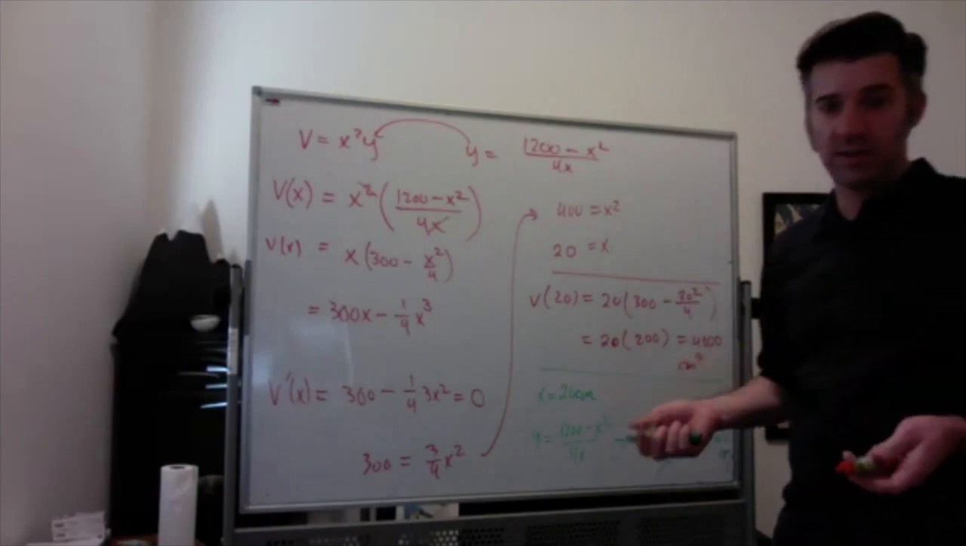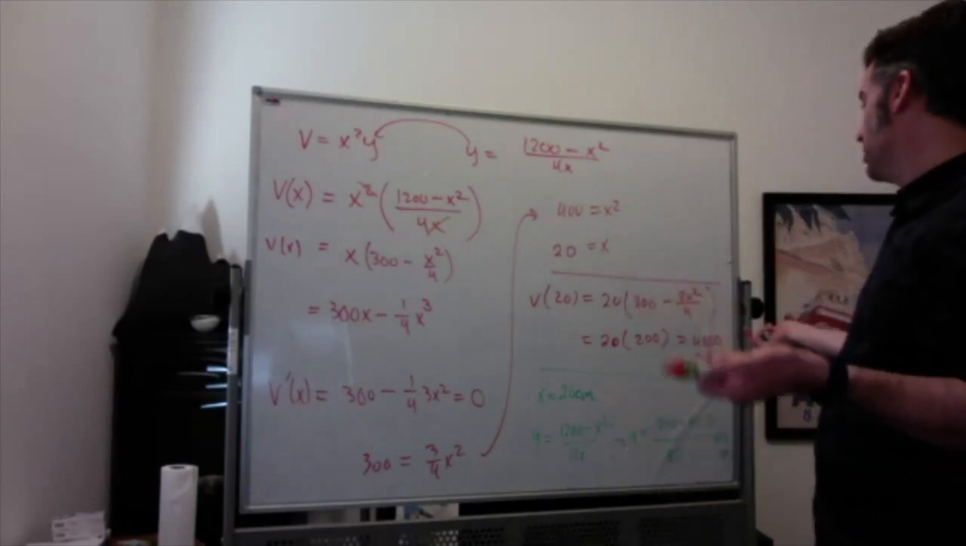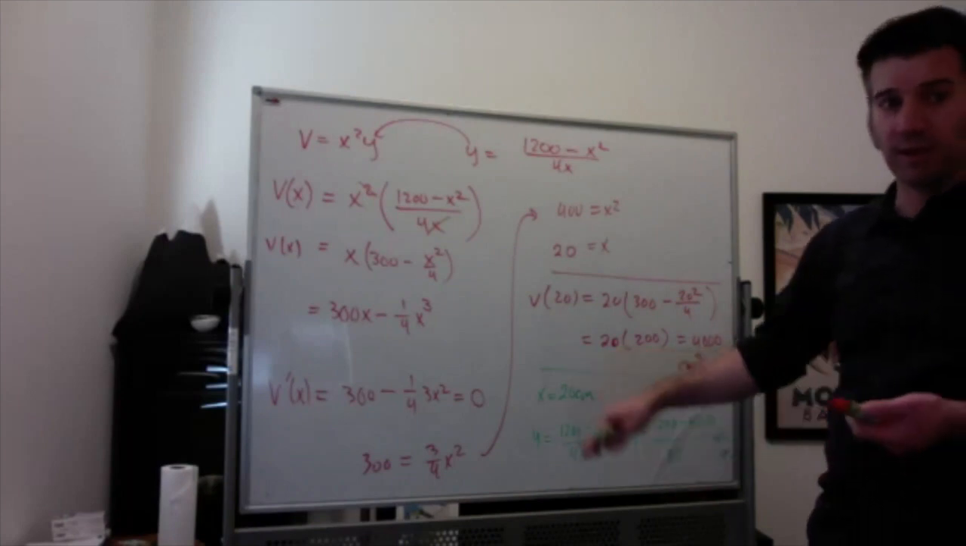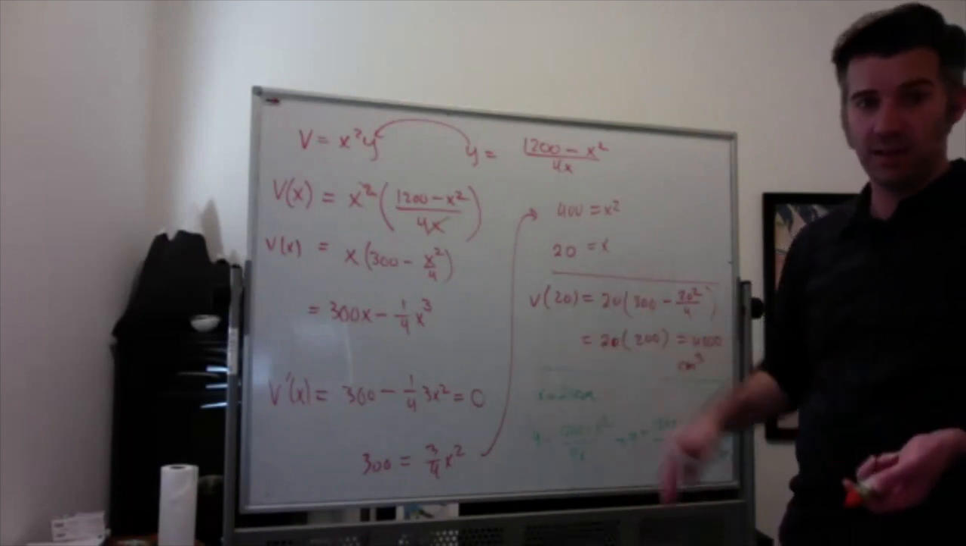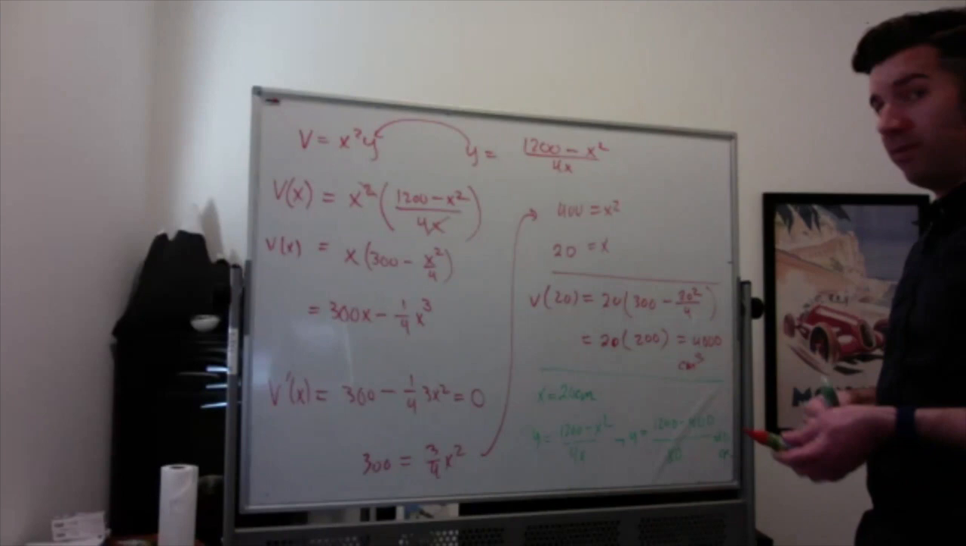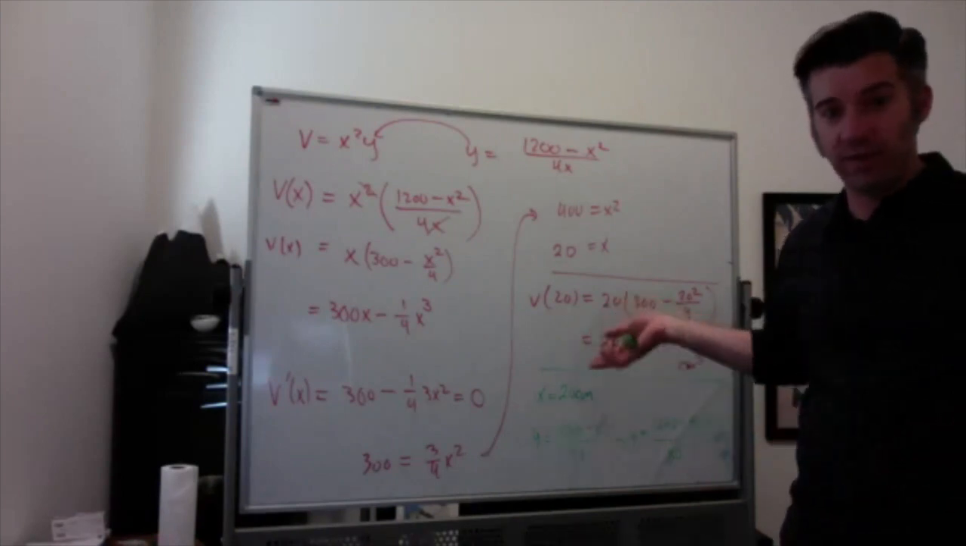So you could answer this question depending on how it's asked: the volume is 4,000 cubic centimeters, or the dimensions are a 20 by 20 by 10 centimeter shape. And then 20 times 20 times 10 does give you 4,000. So, oh yeah, that makes sense.